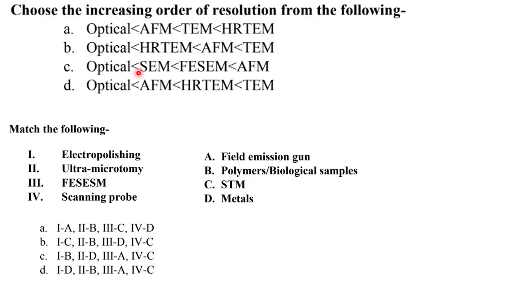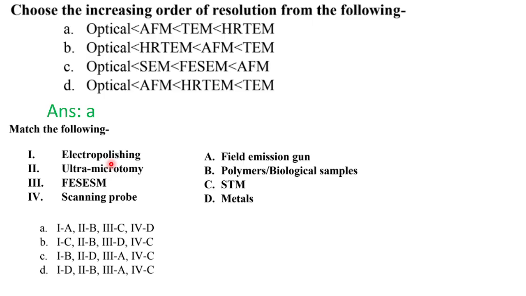Second is wrong. Third one, optical, same, FSM, AFM. It is also wrong. Then optical, AFM, HRTM, and TEM. So A is the correct answer, because with an optical microscope we can go maximum up to 200 nanometer, because we know that 400 nanometer is the least, so 400 by 2, that is 200, up to 200 we can go. Then AFM, then TEM, then HRTM. So the right answer is option A.